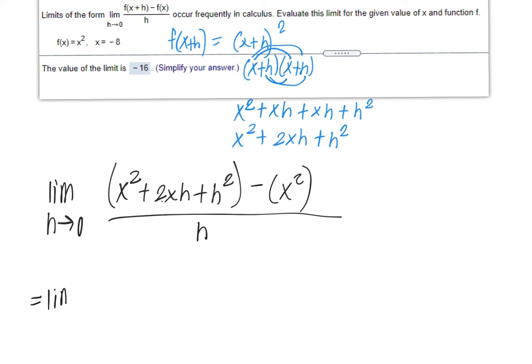So let's carry our limit notation with us. We're not ready to directly substitute yet. We haven't canceled anything. So what is going to end up happening is our x squareds will cancel because it's a positive and a negative x squared. And you have 2xh plus h squared all over h. And this h in the bottom will cancel, but because everything up top has an h in it, this power of h will cancel one of those h's.